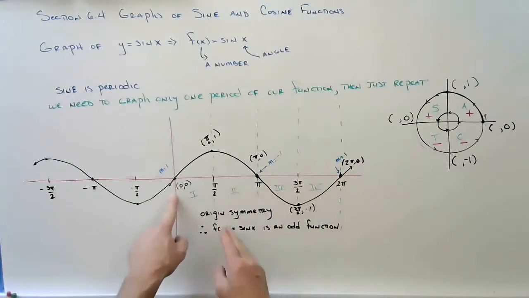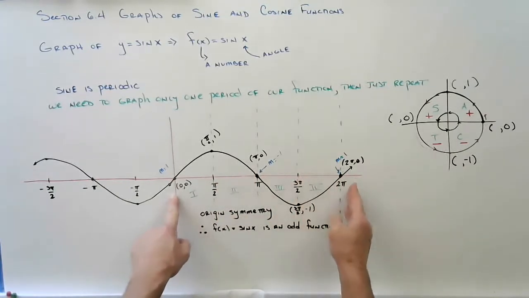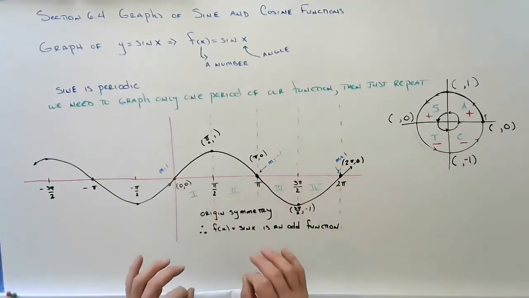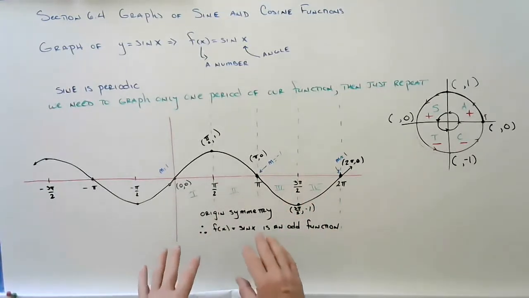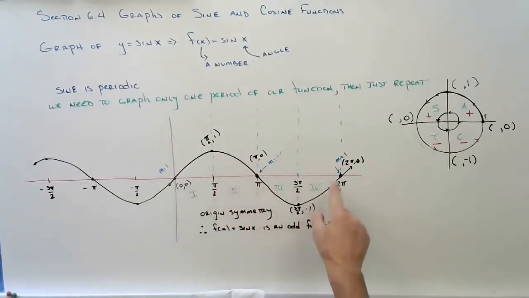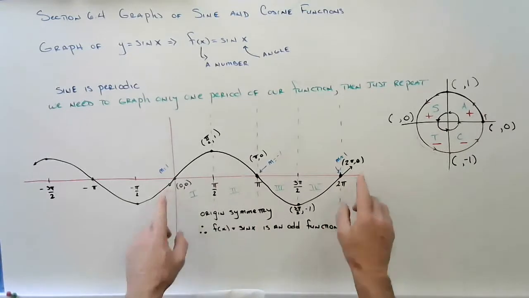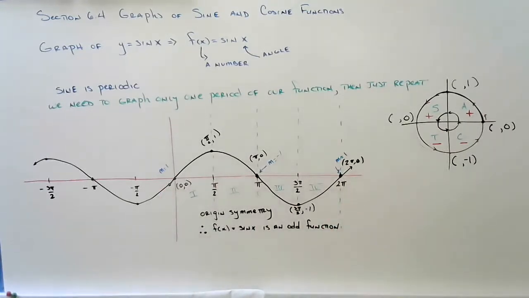Where do I begin? Split it into 4 equal parts. Label them correctly. We'll talk about how to find those labels in a second. Put our heights, connect our dots, put an arrow at the end. That's 1 period of sine.